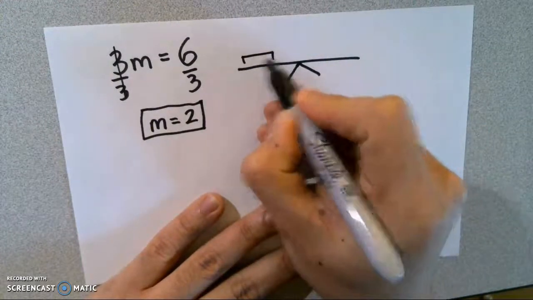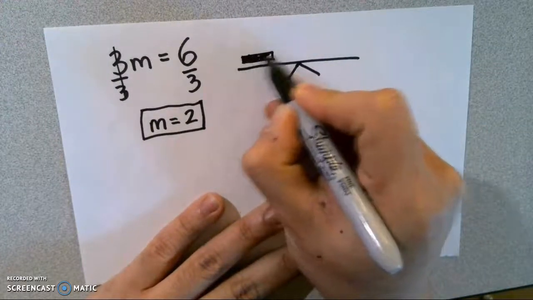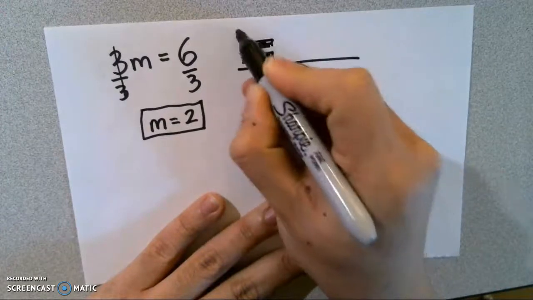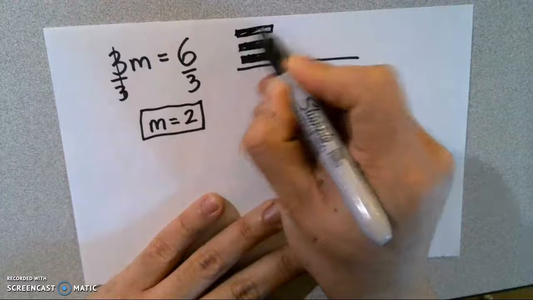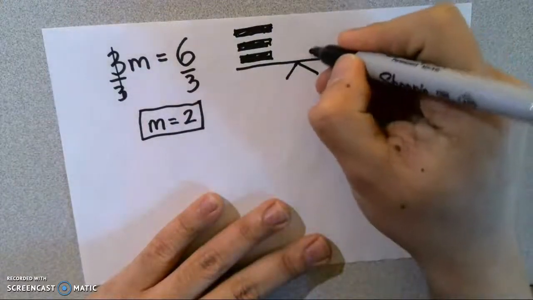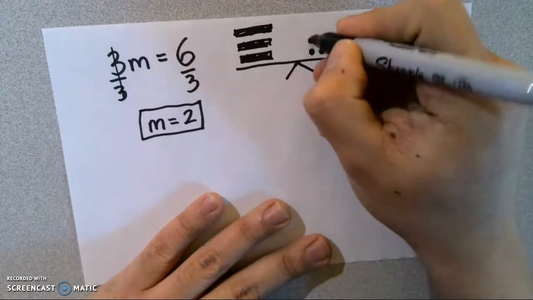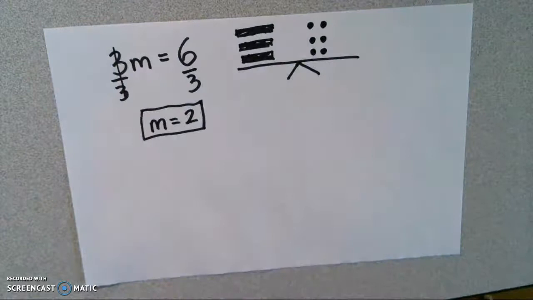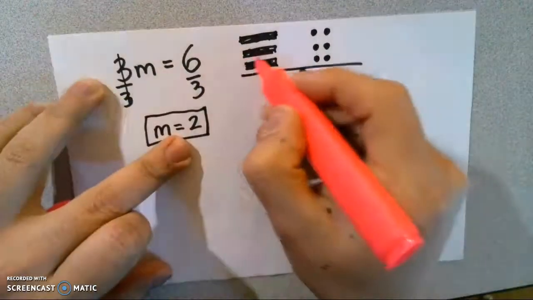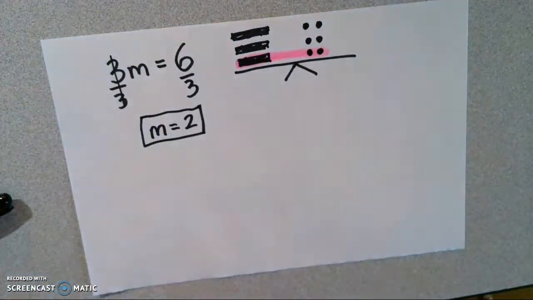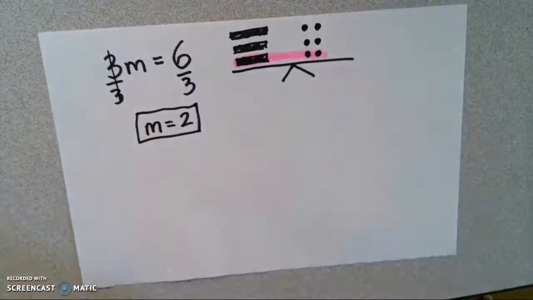So I'm going to say that every rectangle is m. So there's 1m, 2m, and 3m. And how many total? There's 6. 1, 2, 3, 4, 5, and 6. So my answer is m equals 2. It's really simple. Okay, so that's how your drawing should be.